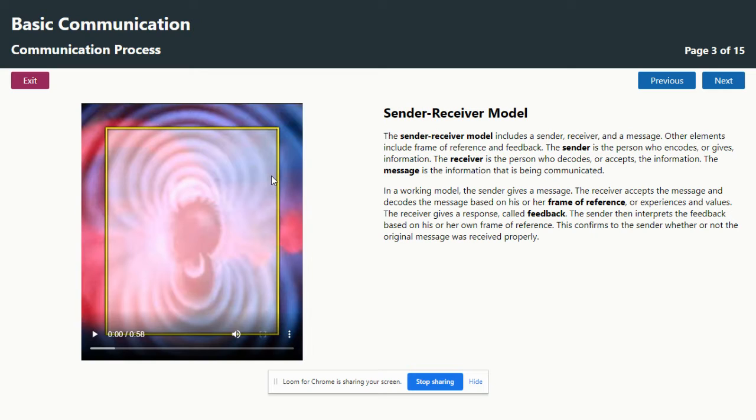All right, so what you need to know from this slide is, what does a receiver do to decode a message? They apply their own frame of reference, which is right here. So what does a receiver do to decode a message? They apply their own frame of reference. So that's what you need to write down from this slide.